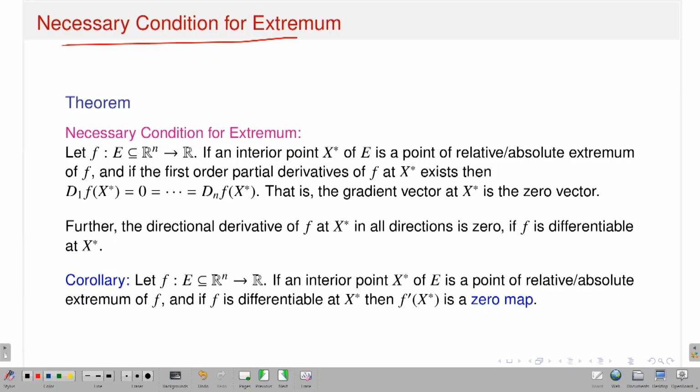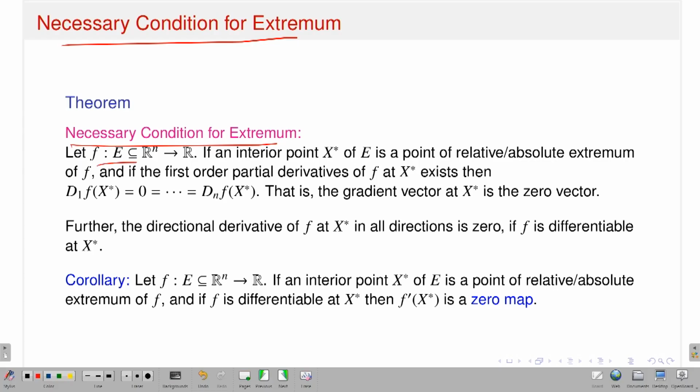Okay. So, now there is a necessary condition for extremum. That means if I have a function and suppose an extremum exists, then what can I say? That is called a necessary condition. So, if I have a scalar field and suppose an extremum exists, then what can I say? Look at the statement very carefully. Okay. This is the statement of the theorem, the necessary condition for extremum.